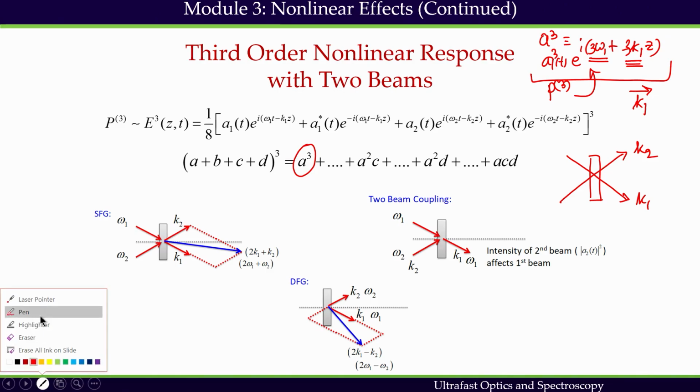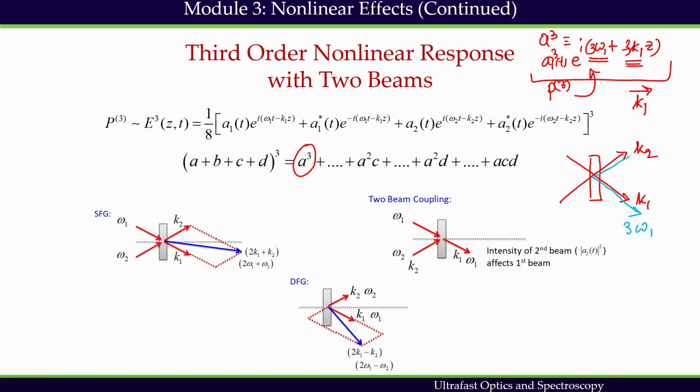So along that direction I will produce another beam, which is going to be 3 omega 1, and along the other there is another beam, which is going to be 3 omega 2. Along the input beams we are going to create this third harmonic. The polarization associated with this a square c term, we can take a look at it, and the polarization can be written in the following way.